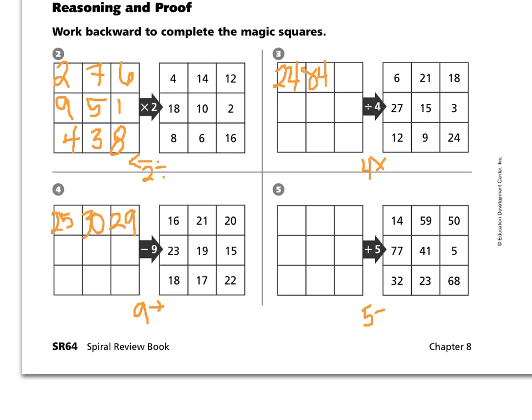This one I'm going to subtract 5. 14 minus 5 is 9. 59 minus 5 is 54. 50 minus 5 is 45. Keep going with subtracting 5.